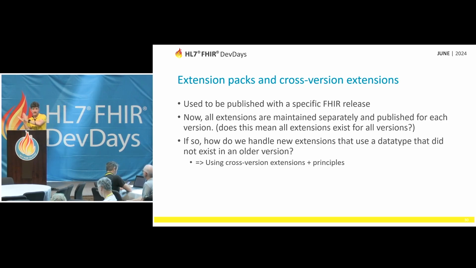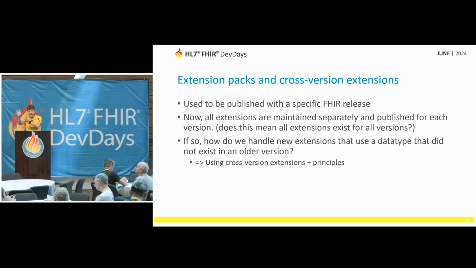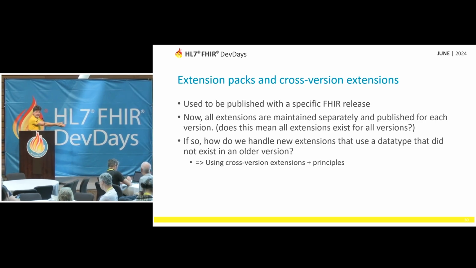So it means we just have a bunch of extensions and you can use them in all versions. I always confuse this a little bit with cross-version extension because there is an overlap here. It allows you to use new things from your older version, but it also has the same problems. There might be a new cool R5 extension that uses a data type that didn't exist in R4.